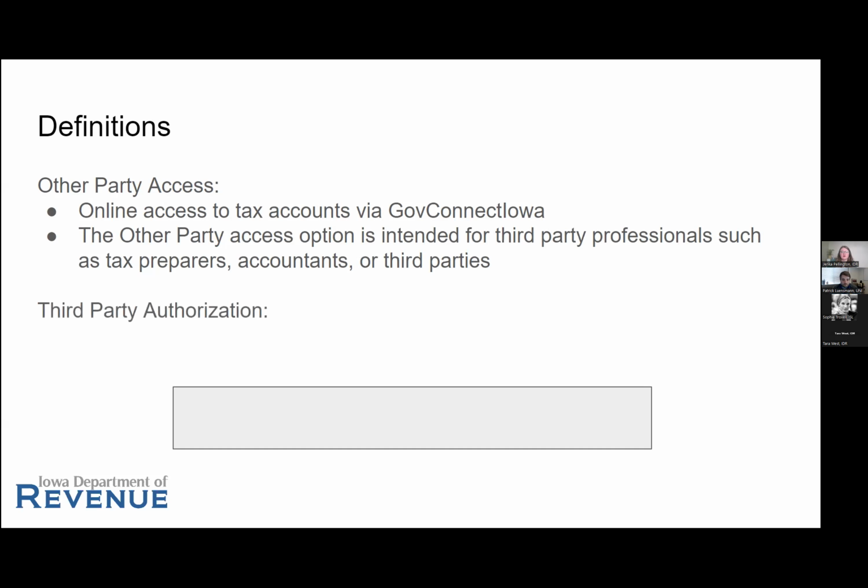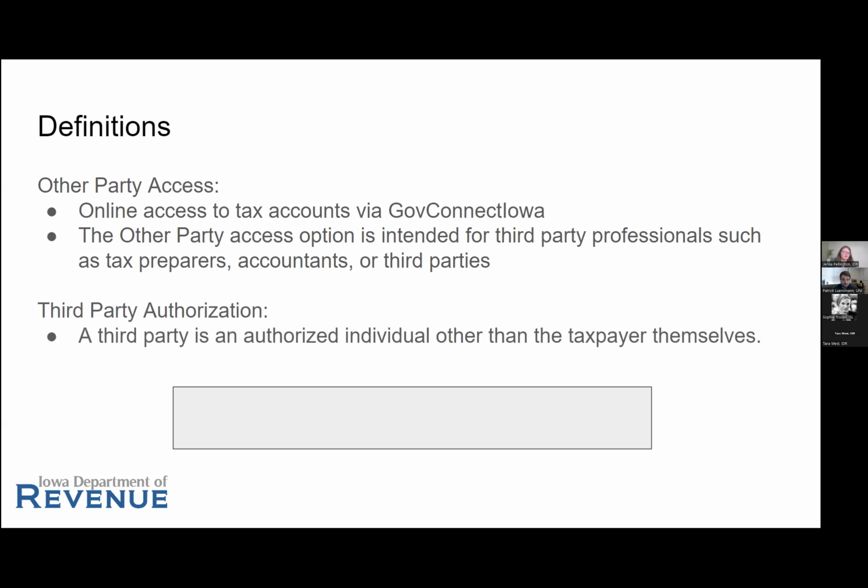And then a third party is an authorized individual or person other than the taxpayer themselves. Examples for an individual taxpayer include a spouse, family member, court-ordered guardian, accountant, or attorney. Those would all fall into third parties. Examples of an entity taxpayer include either an officer or an employee that could be a third party.